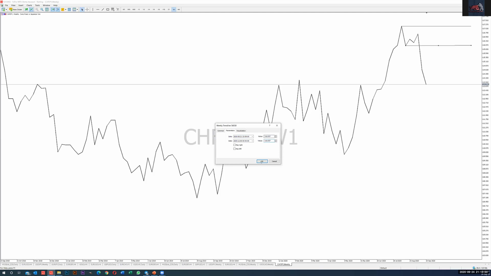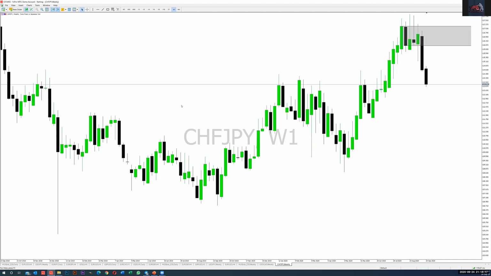037. Once you've done this, you grab your rectangle drawing tool. You draw your rectangle from the high that you marked first to the lower low that you marked the second time. Once this is done, you switch back to your candlestick chart. Now watch what happens. I've switched back now to the candlestick chart.